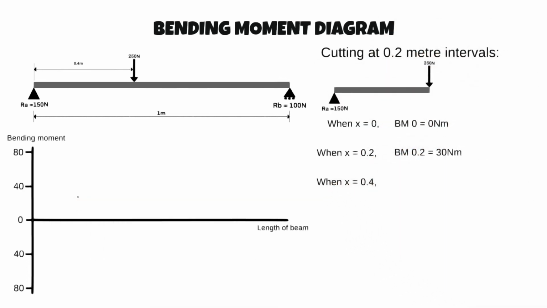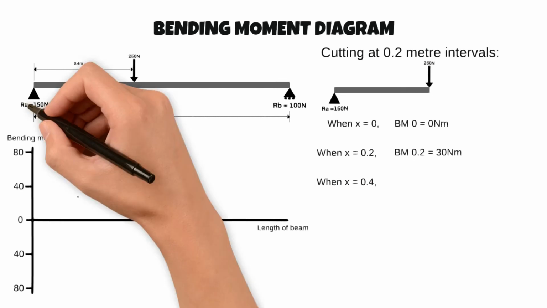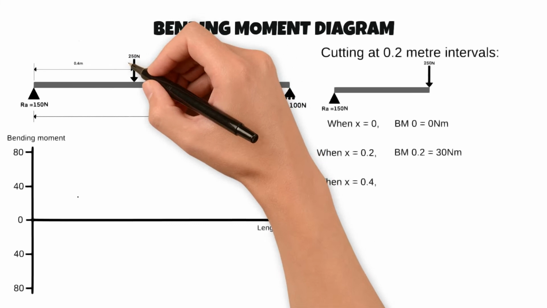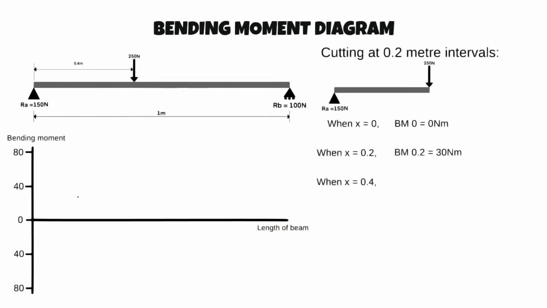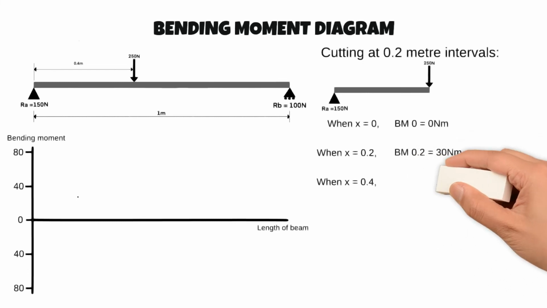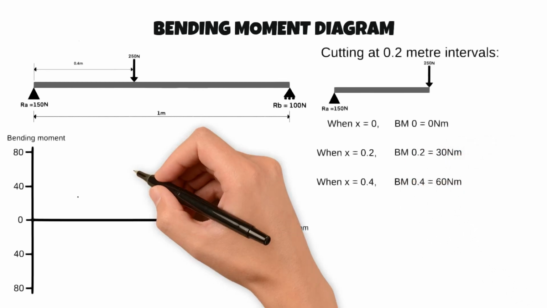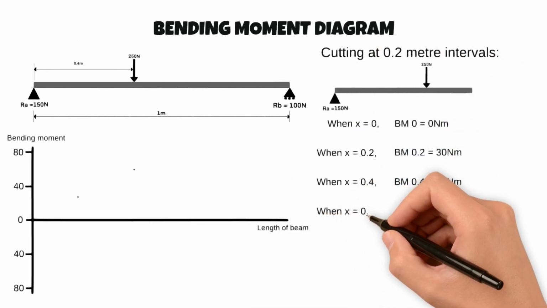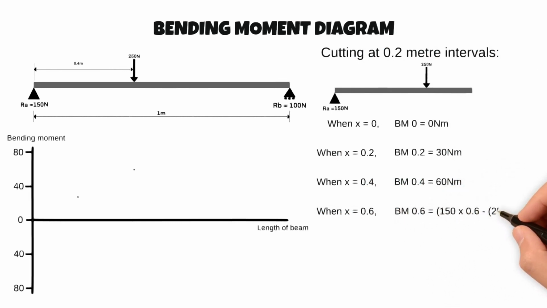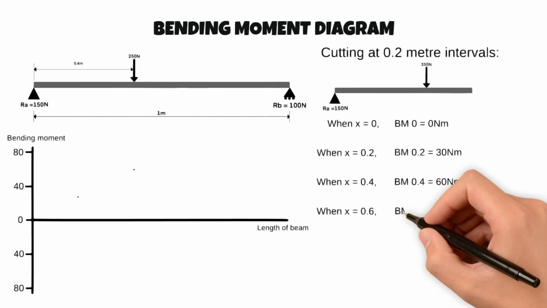When x equals 0.4, the reaction force RA now has a distance of 0.4 meters, and we have the introduction of the applied load of 250 newtons. Although at this point, the distance of the 250 newton load is 0 meters, so the bending moment of the applied load is equal to 0. Therefore, at this point, our total bending moment is 150 times 0.4, which equals 60 Newton meters. When x equals 0.6, our bending moment is 150 times 0.6 minus 250 times 0.2, which gives us 40 Newton meters.